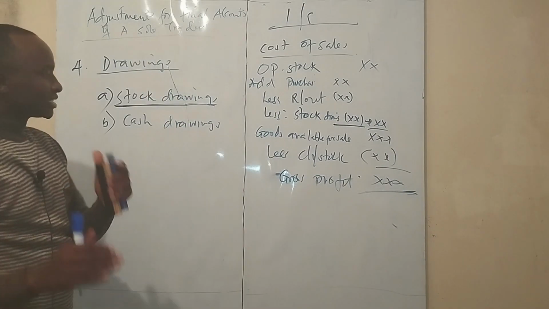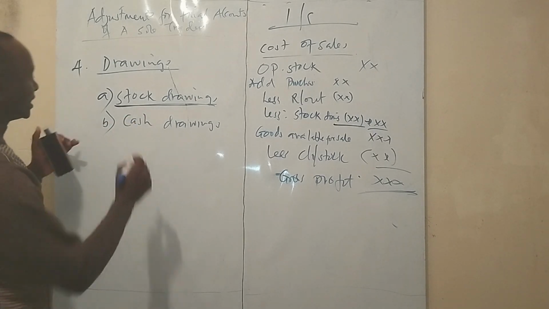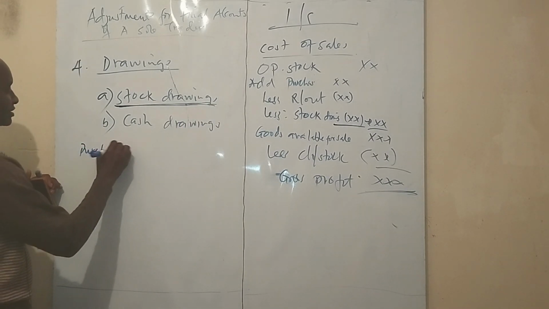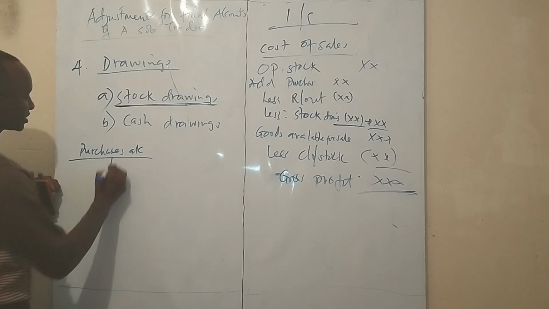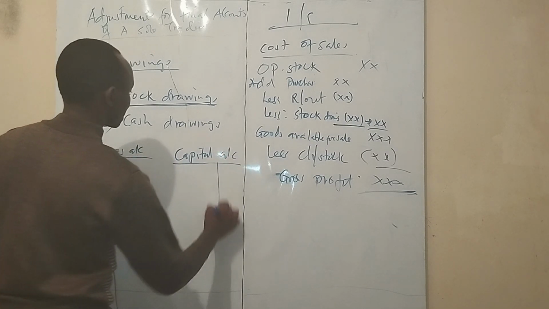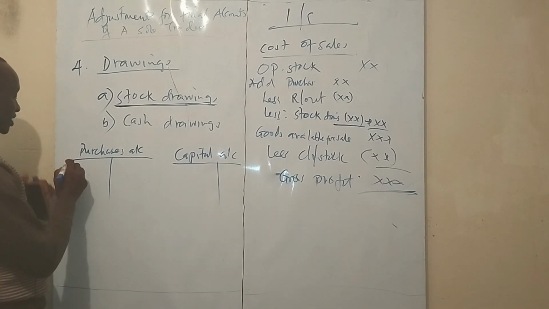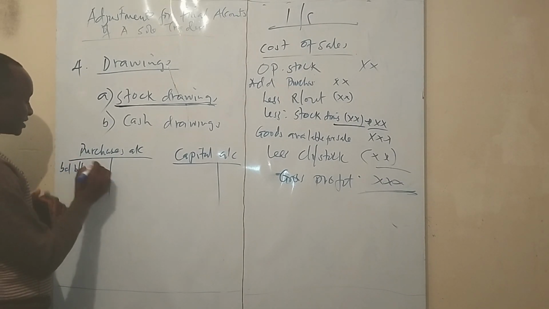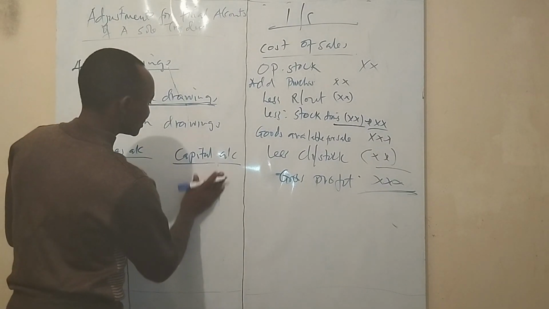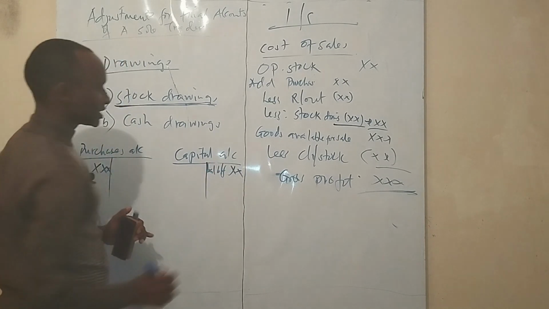Are we together? Let us see how we can play about the double entry rule of accounting. Let's talk about stock drawings. Stock is purchases. So let's open the purchases account. I want us to be so practical. And then we have the capital account. Purchases account or stock account, this one has got debit balances. So let's say the balance brought forward of stock is a certain figure. And the capital normally has the balance brought forward on this other side.